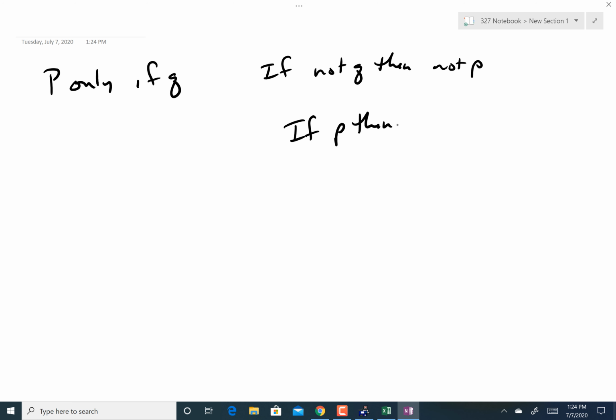Okay, so P only if Q. If not Q, then not P, is another way of saying if P, then Q. And why is that? Because originally, what is this right here? That's the contrapositive. What is this? That's your initial conditional statement. Okay.